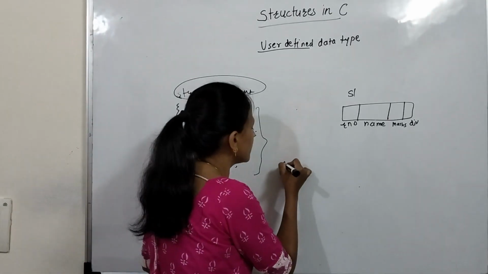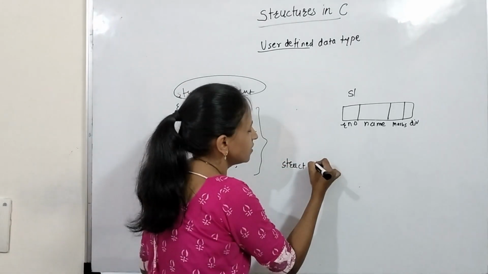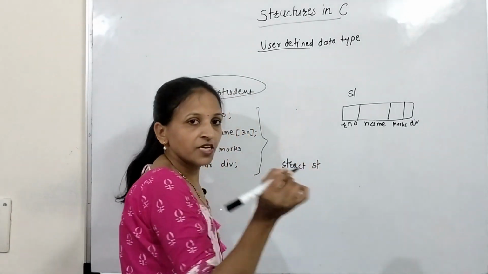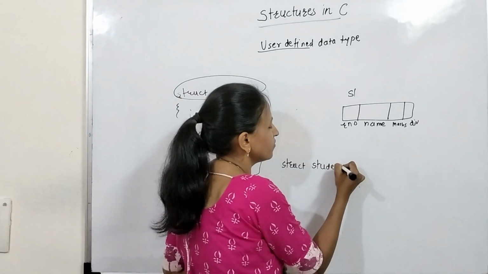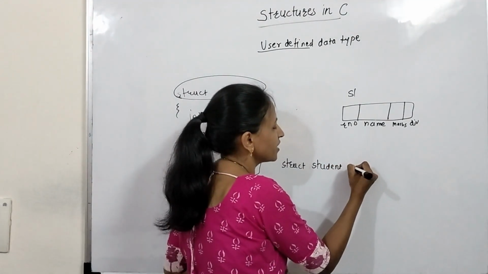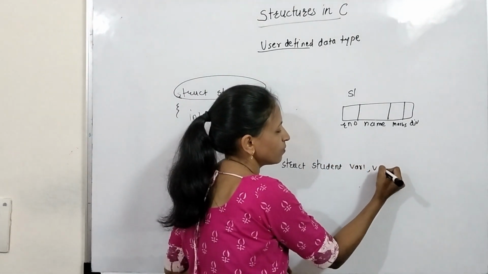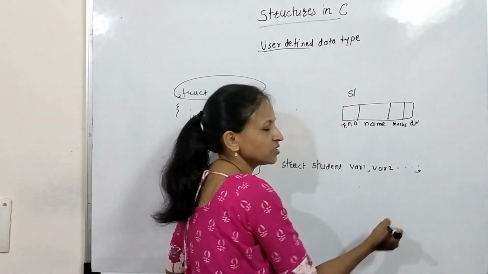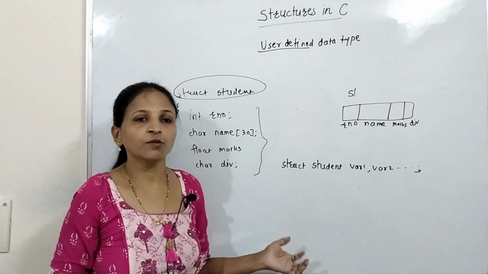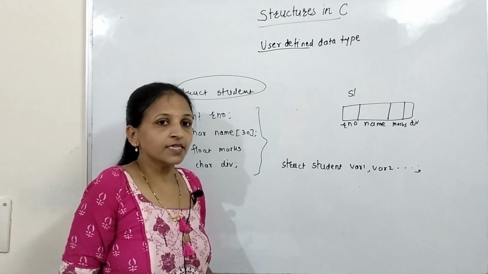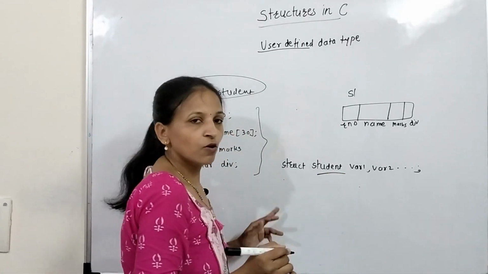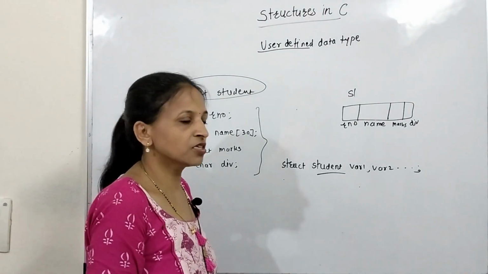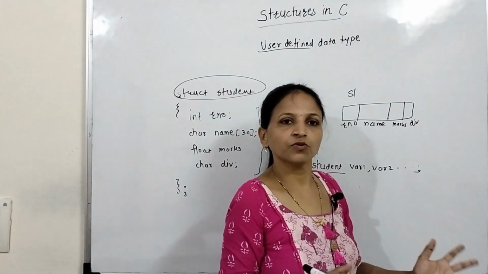It means we will write struct, then the name of that structure, anything. Here the name of that structure is student, and then we have to write the variable name, let's say variable 1, variable 2 and so on. This is the syntax to create a variable of that structure. The general syntax is like this. See, struct, here you have to give the name of that structure, and any number of variables you can create.